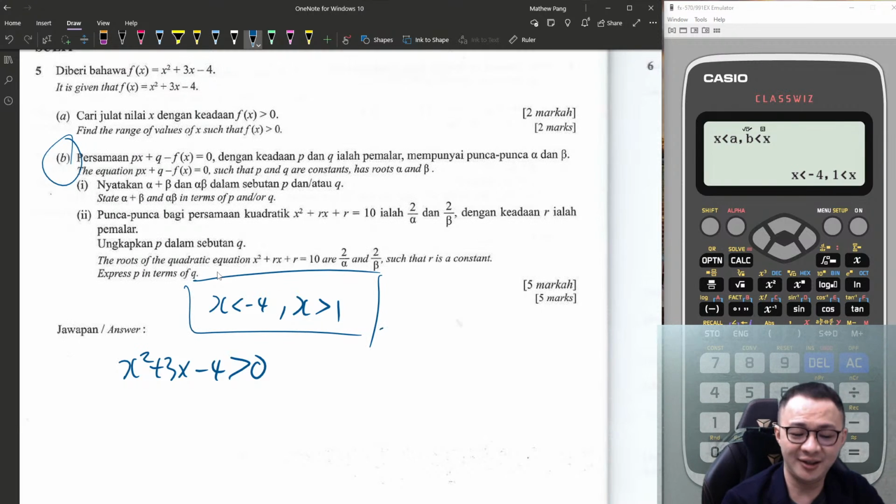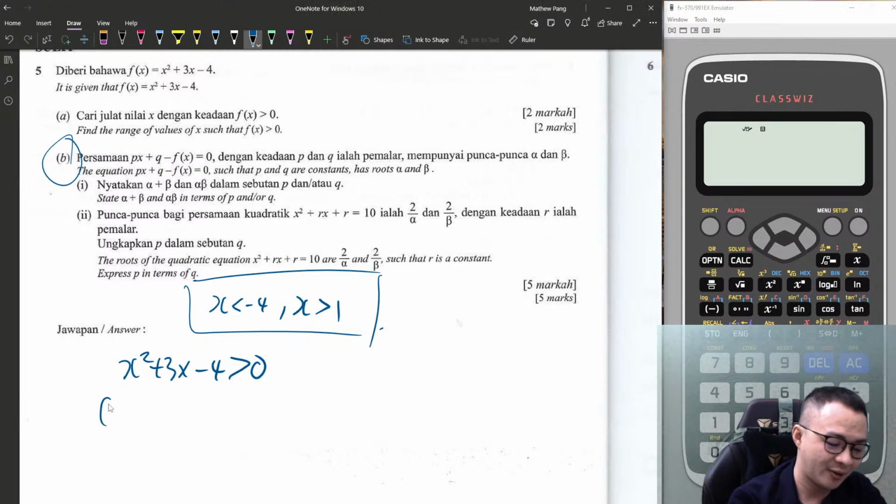Then from here, definitely I will do it manually. So I know this one should be (x plus 4)(x minus 1).